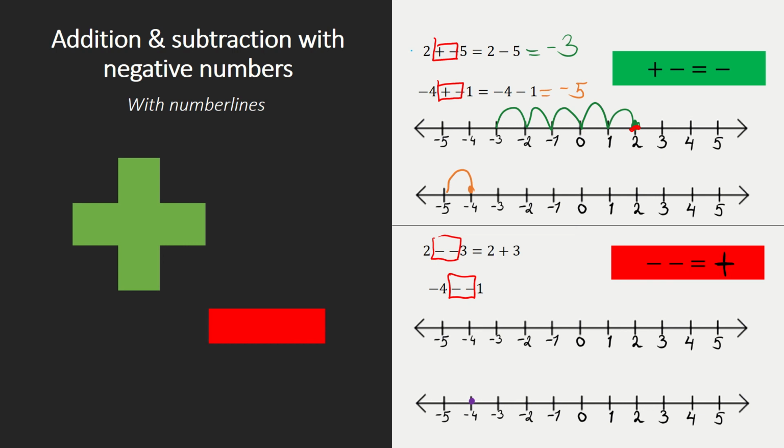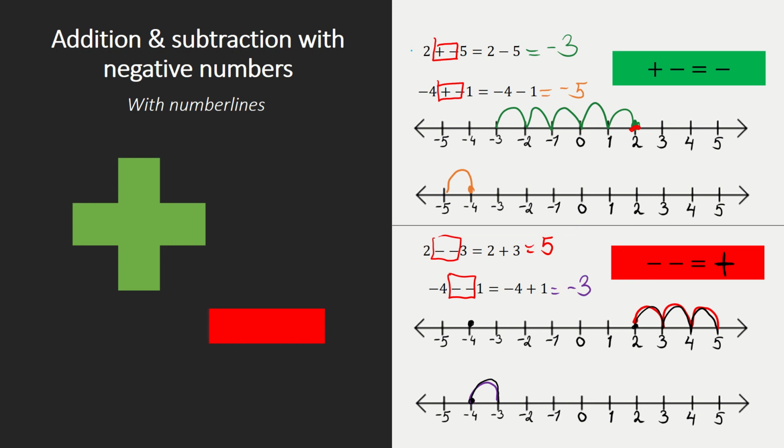So it's 2 plus 3 and minus 4 plus 1. And then we can use our number line. Since when we start, for the first one at 2, I mean, and we add 3, 1, 2, 3, we get 5. And when we start at minus 4, and when we jump one spot, we get minus 3.